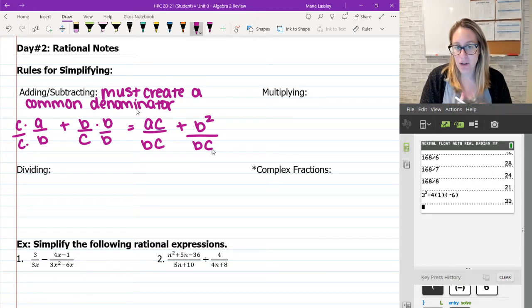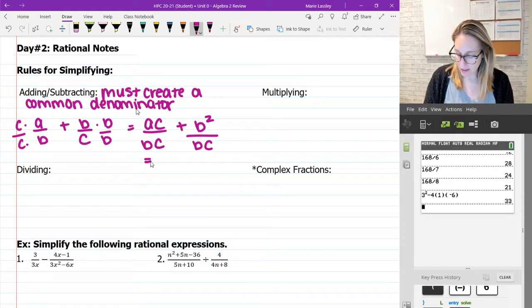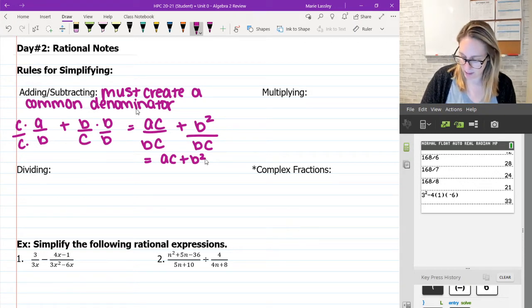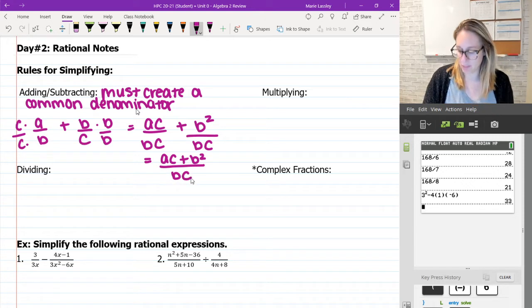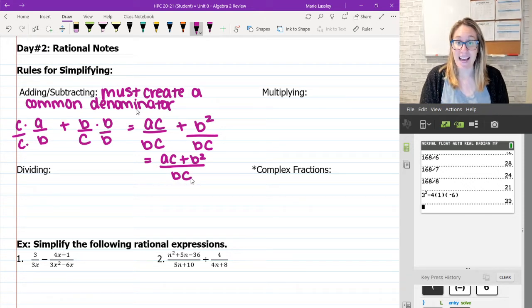And now we are allowed to combine to make one giant fraction. We can't really combine ac and b squared because they're not like terms, so we're just going to have to write them like that. But we can put them all under the same denominator, which is bc. That is adding and subtracting. I did addition, but it works the exact same way if you're subtracting. You need to create your like denominator and then you can combine and simplify.